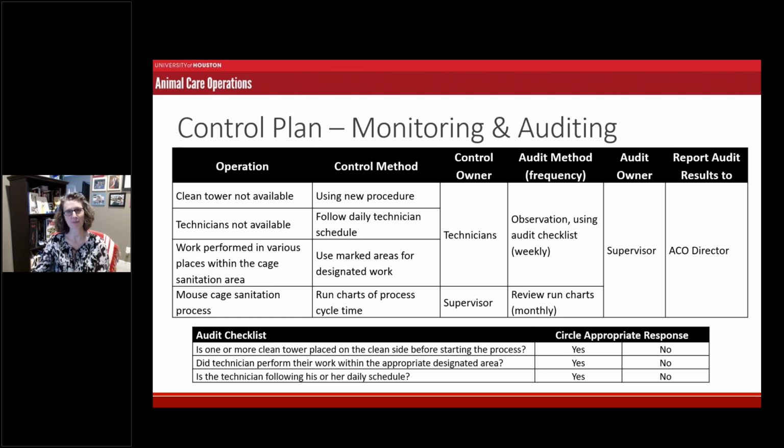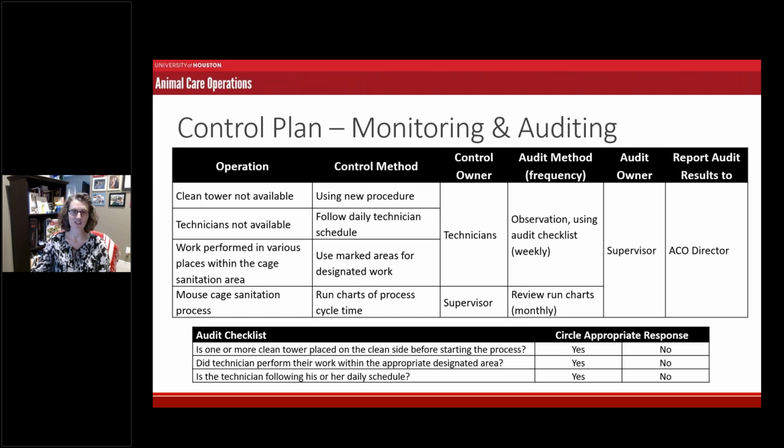And if we're looking at this particular project, we have the clean tower was not available, so we have that new procedure, right? And so the technicians are responsible for utilizing that new procedure. And so on a weekly basis, we're going to have the supervisor doing observations and using an audit checklist to make sure that we are using those new procedures, okay? And then each week, those audit results are going to be sent to the director.